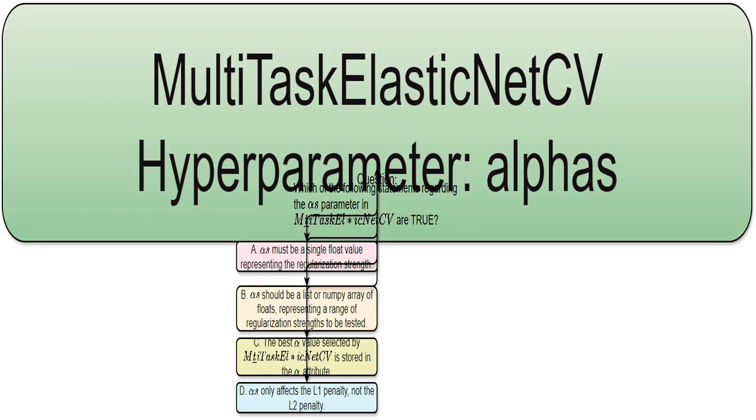I'm focusing on the alphas hyperparameter within the Sklearn linear_model MultiTaskElasticNetCV function. This hyperparameter controls the strength of regularization in an elastic net regression model. Think of it as a dial that adjusts how much we penalize large coefficients in our regression model. A larger alpha value means stronger regularization, making the model simpler and potentially less prone to overfitting. It's a crucial parameter for tuning our model.